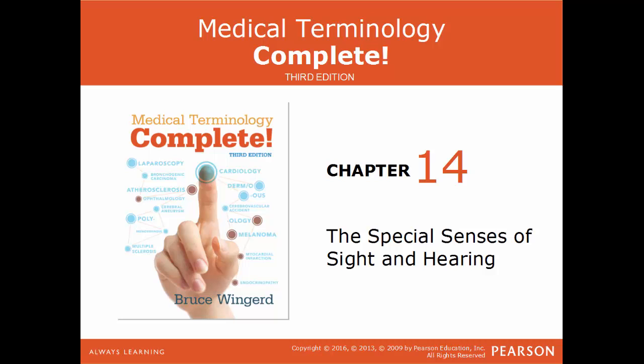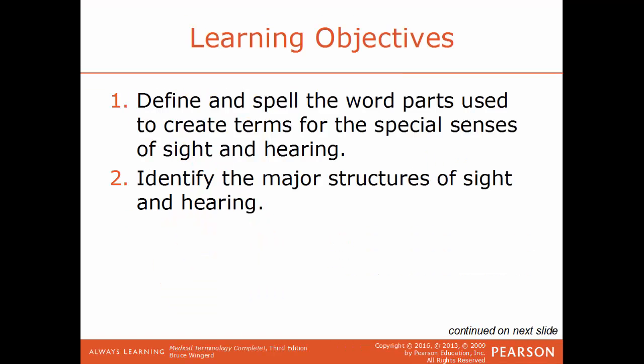Okay, welcome back. In this video, we will continue our video series on medical terminology. In this video, we'll discuss chapter number 14, the special senses of sight and hearing. Learning objectives for this chapter: define and spell the word parts used to create terms for the special senses of sight and hearing. Identify the major structures of sight and hearing.